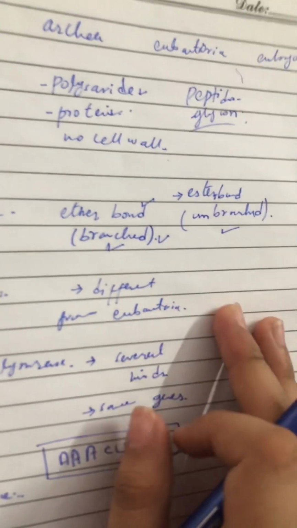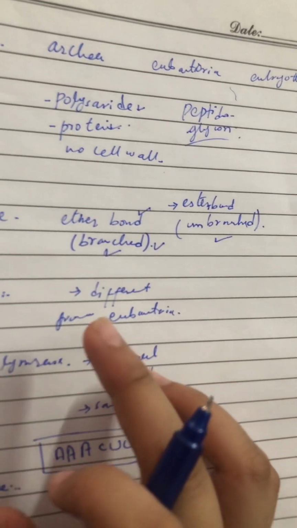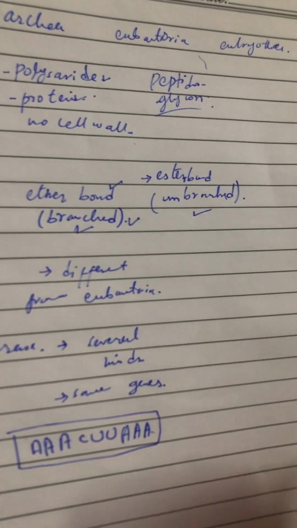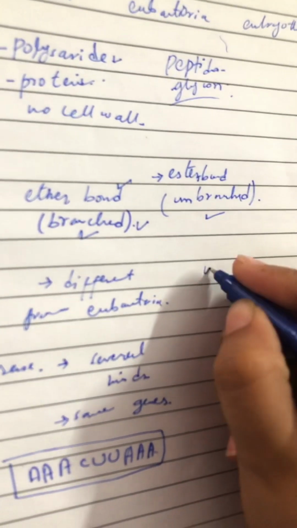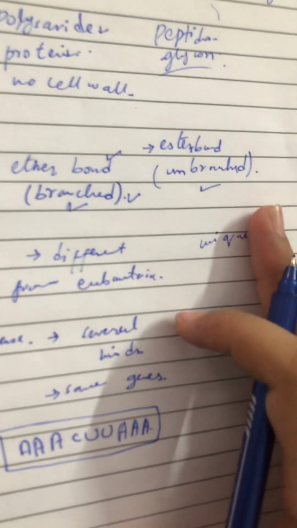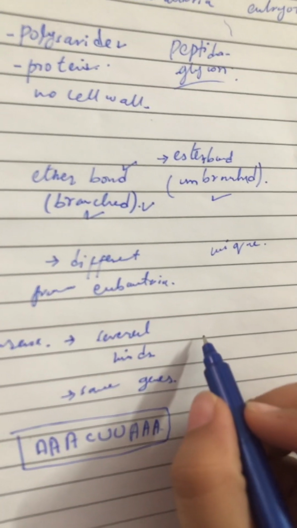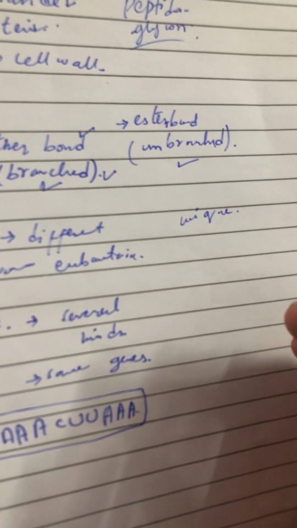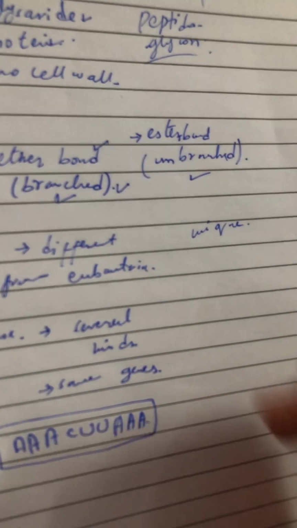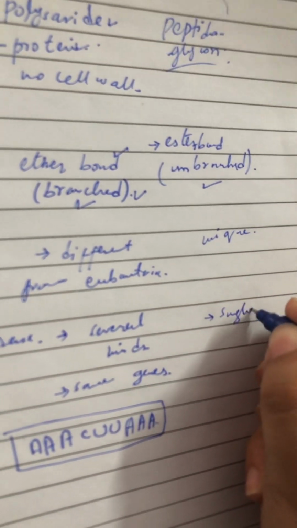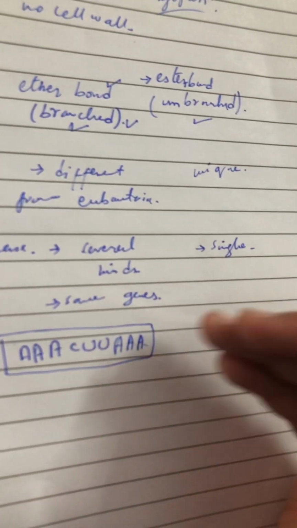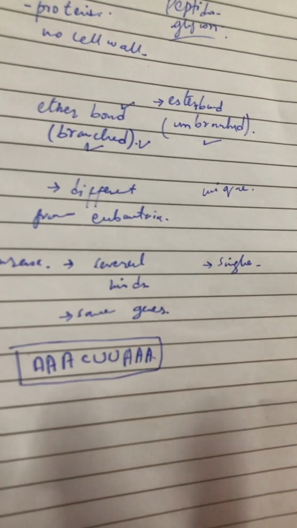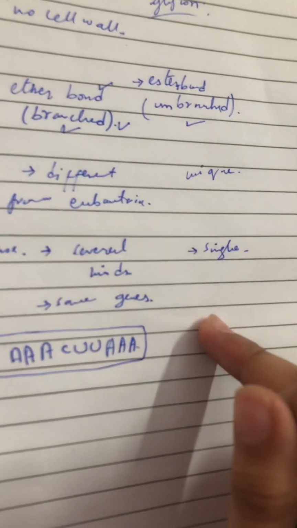After that, if we talk about rRNA, as I discussed, the rRNA in Archea is different from the Eubacteria, and in Eubacteria the rRNA is unique. After that, RNA polymerase: in Archea it is present in several kinds, but in Eubacteria a single RNA polymerase is present. After that, introns in the Eubacteria are absent or very rare, present in only some genes.